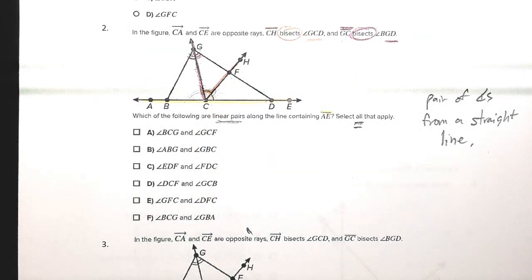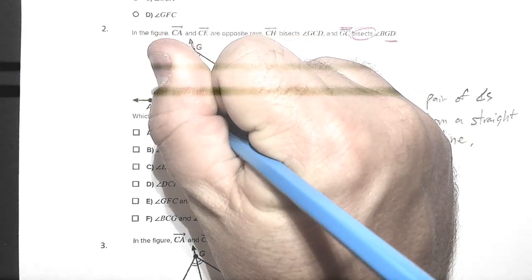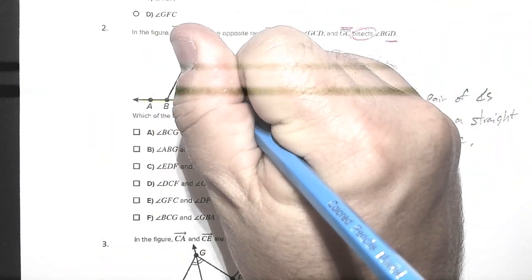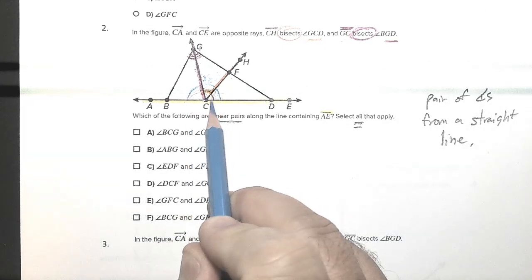Let me see if I can make this. I'm going to go above it with the blue. So blue to blue, 180. So remember, a half a circle is 180.